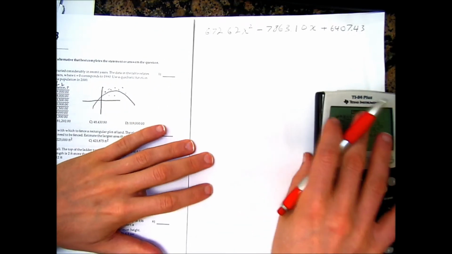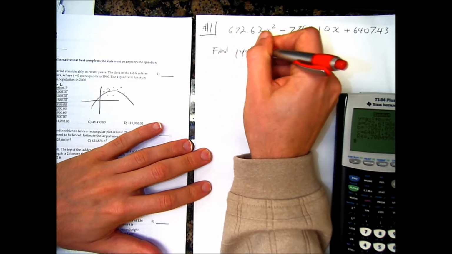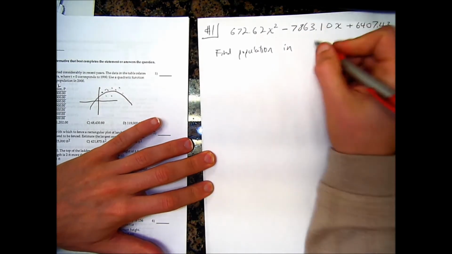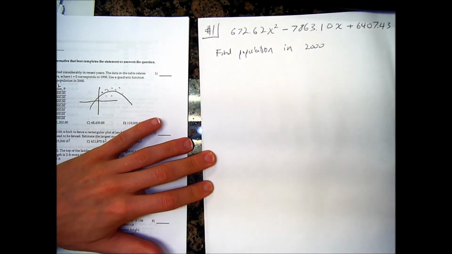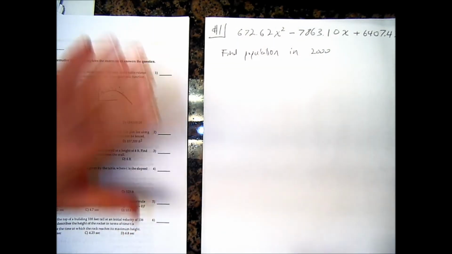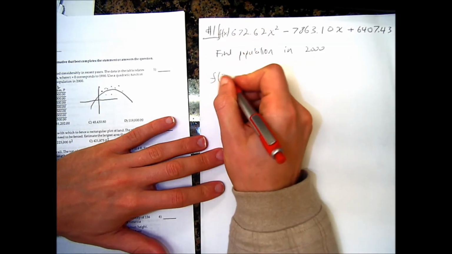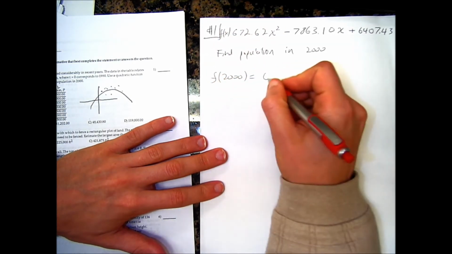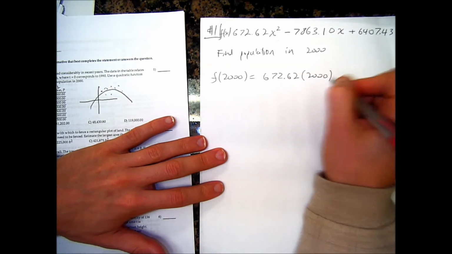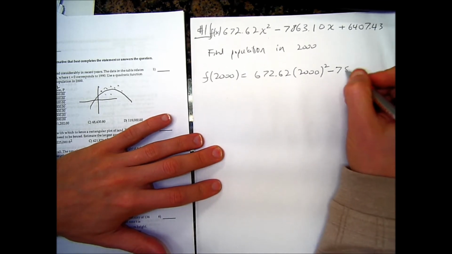All right. So find population in 2000. Okay. So what we can do is you can do this a few different ways. You can literally just say, well, this is my parabola, and I could say f of 2000, and I can plug it in 7, 6. This is probably the most straightforward way to do it. I don't know if it's the fastest way to do it, but probably the most straightforward.